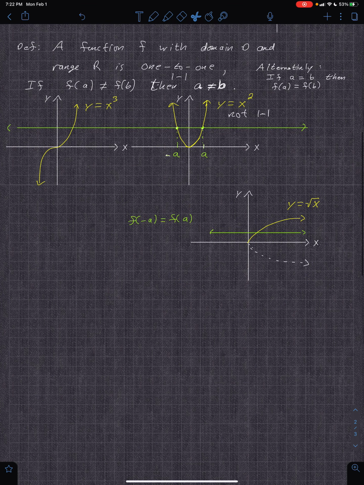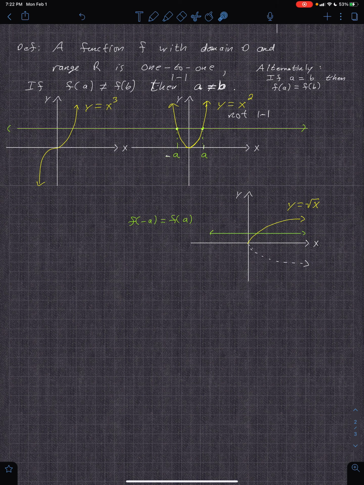Okay, let's talk about this. This is the next important definition, one-to-one. A function f with domain D and range R is one-to-one if f of A not equal to f of B implies A does not equal B. So if these are not equal, then these cannot be equal.